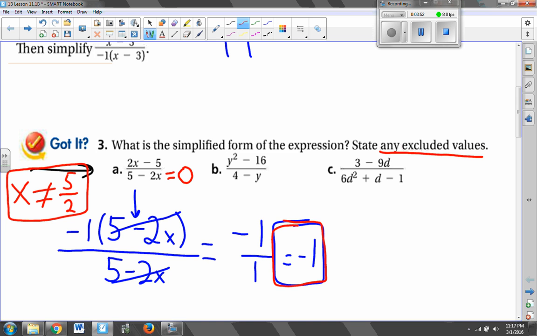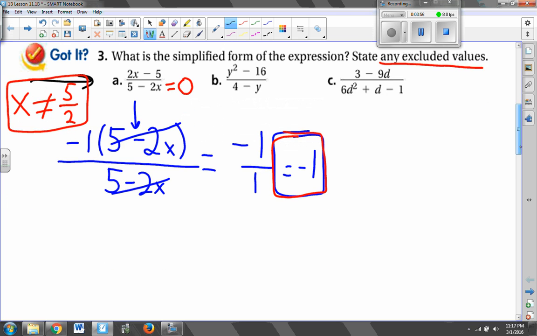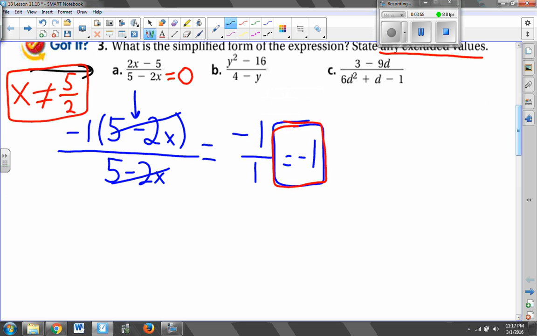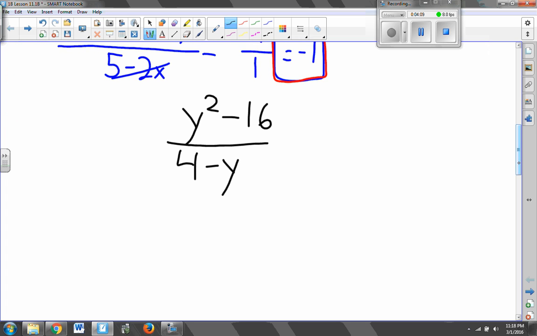Now, if I look at letter B, I'll rewrite that over here. I'm going to transfer it down. Letter B says this: y squared minus 16 over 4 minus y. Now, I need to factor the top of this and see what my two factors are. I see a y squared. This is what tells me I need to factor it. I need to factor it into two pieces with parentheses.